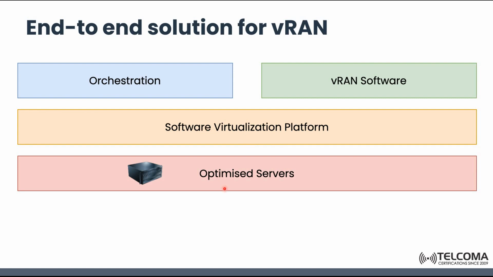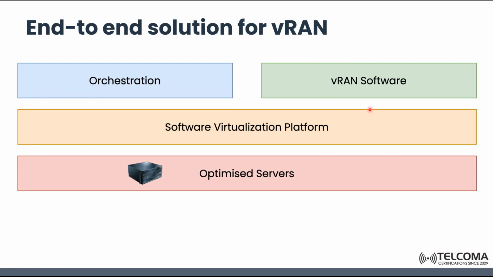End-to-end solution for vRAN. So what do we have in the end-to-end solution to implement virtual RAN? We have an optimized server, or we can say normal high performance servers. On that, we have implemented a software virtualization platform. This is software to implement the vRAN. On top of that, we have the vRAN software. So basically, for a particular architecture to be implemented, there should be vRAN software. So vRAN software will be working on that to basically implement a particular slice, because we'll be discussing slices in the coming slides.